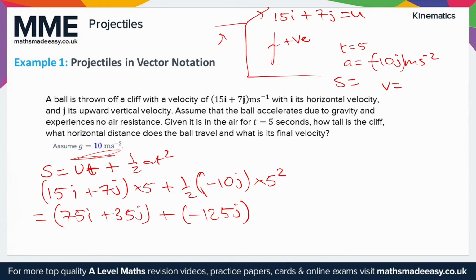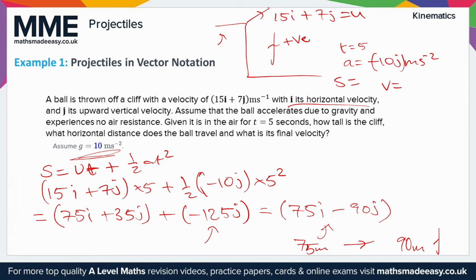So what are we going to get here? Well, add the j components together. We get 75i, because there's no other i component. 35 take away 125 is minus 90, so minus 90j. Okay, so this is our displacement. So how far does it travel horizontally? Well, remember, i is its horizontal velocity, so it must go 75 meters horizontally. And then notice how it's minus 90. That's because it's gone up and then down. So the cliff is 90 meters tall.